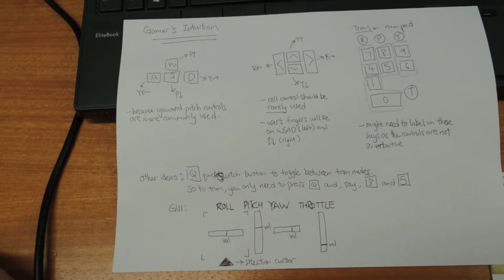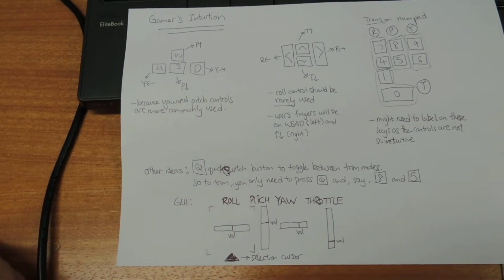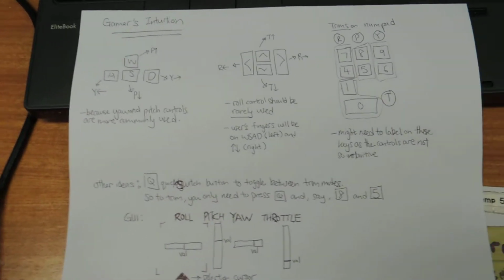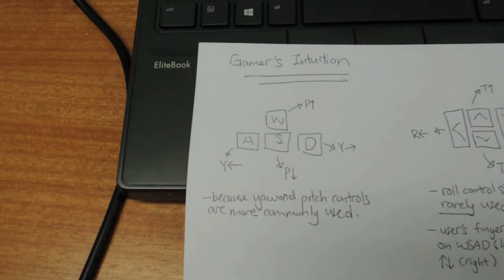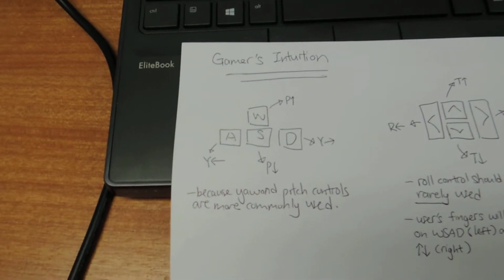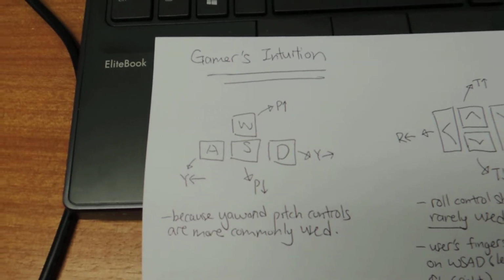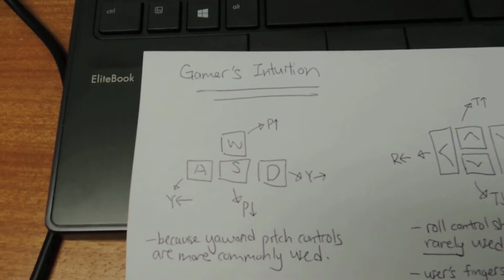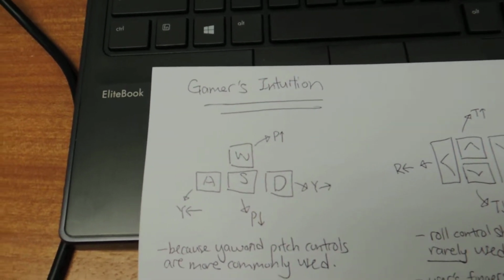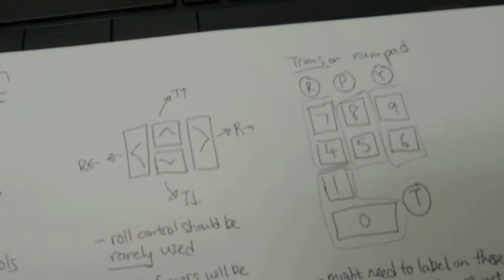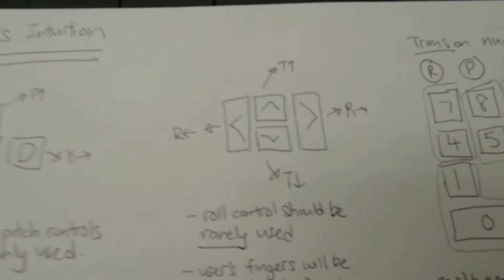The first one is what I call gamer's intuition, because if you play first-person shooting games like Counter-Strike, you'll be more familiar with this. So the primary control is actually WSAD, where you'll be able to control forward movement and side movement. The W and the S is actually the pitch movement, where you pitch forward or you pitch backward. And A and D is actually your yaw, where you just do a normal turn to the left or to the right.